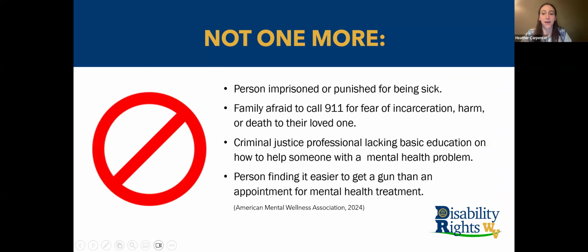Okay, so to wrap up, I just want to give you guys a couple of statistics and facts that should really stick with us. Not one more person should be imprisoned for being sick. They shouldn't be punished for being sick or having a disability or a mental illness. Family members should not be afraid to call 911 for fear of incarceration, harm, or death to one of their loved ones. And criminal justice lacking basic education on how to help someone with a mental health problem, we just can't have any more of that either.